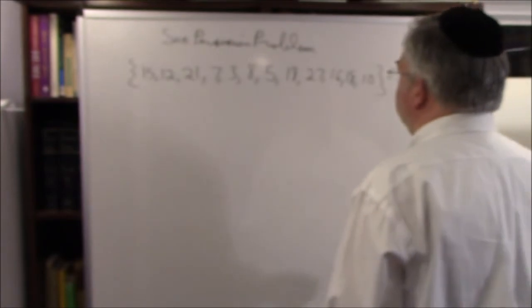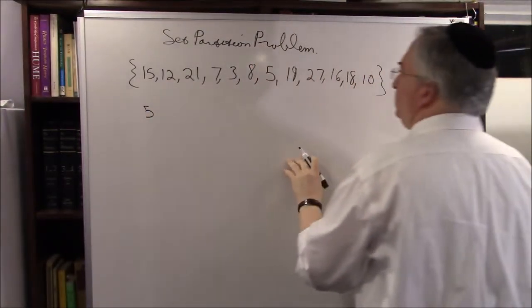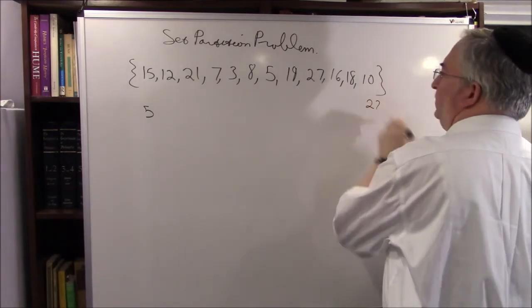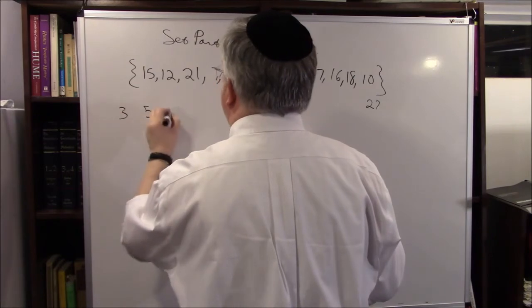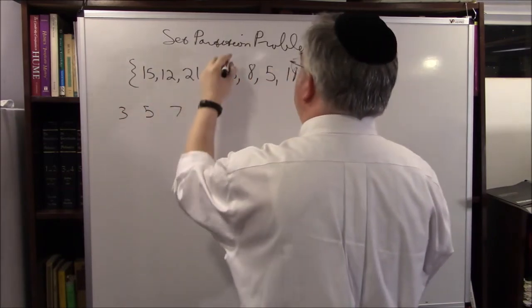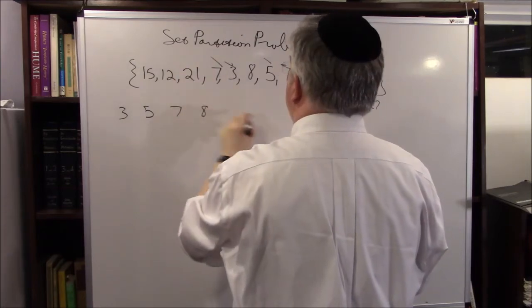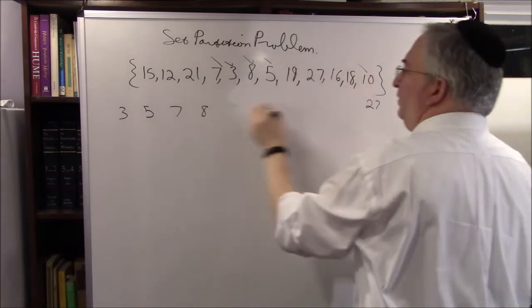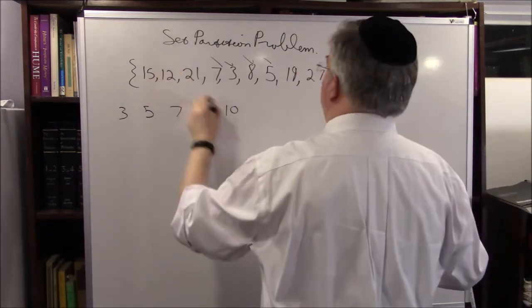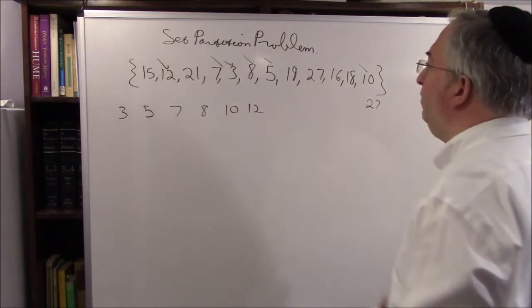First, sort the numbers. So let's do it. 5 is the first. 27 is the next. 3 is there. 7 is there. So let's do 3, 5, 7, 8 is there. Let's see what's left. 10. Let's put 10. No, there's no 11, so we'll do 12, 10, 12.